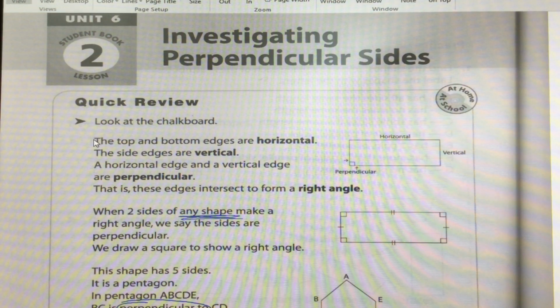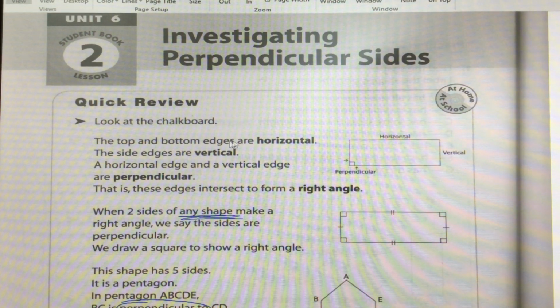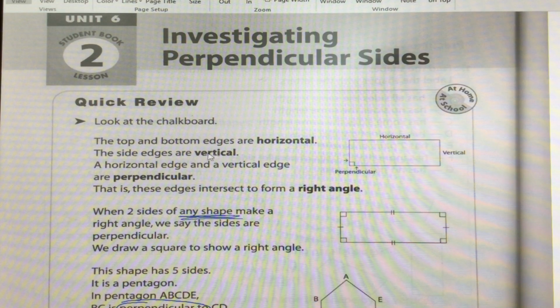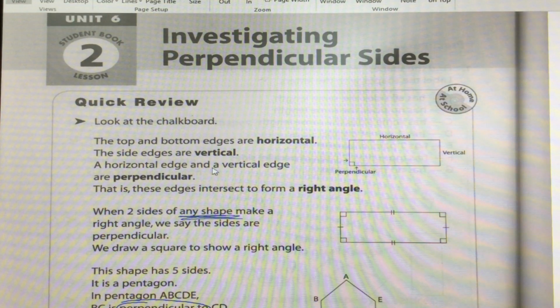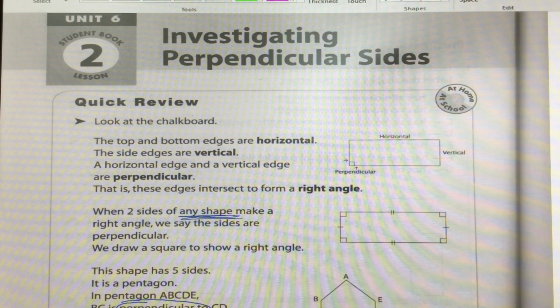So it says at the beginning of the lesson that the top and bottom edges are horizontal when you look at the chalkboard. So anything, the bottom of the wall, along the floor, that's horizontal. The side edges are vertical. So on the side edges of a chalkboard, those would be vertical. A horizontal edge and a vertical edge are perpendicular.